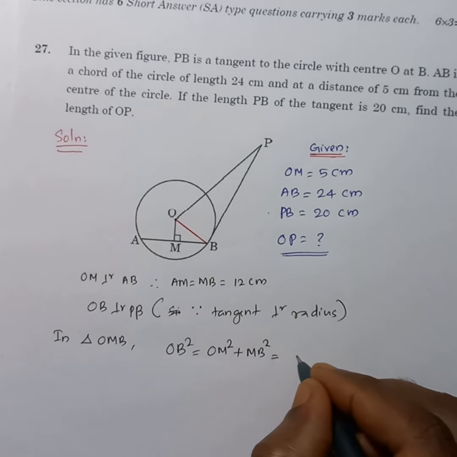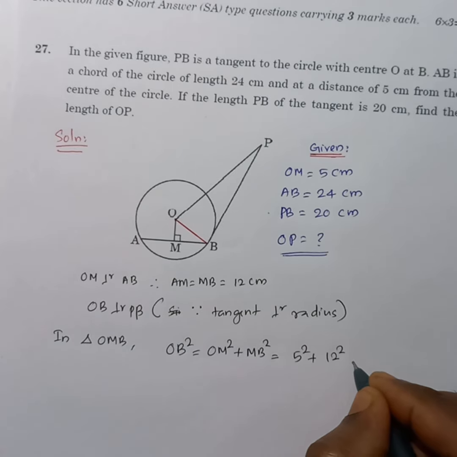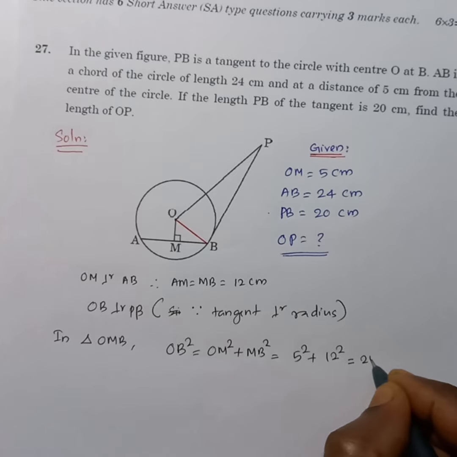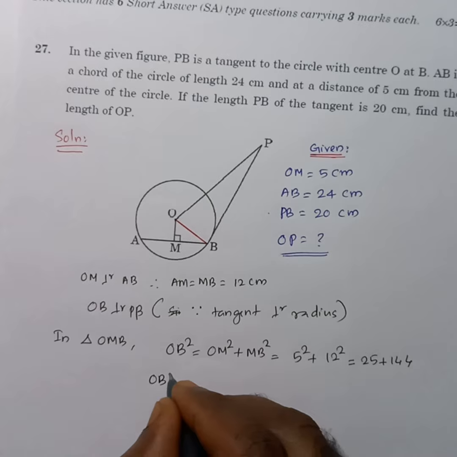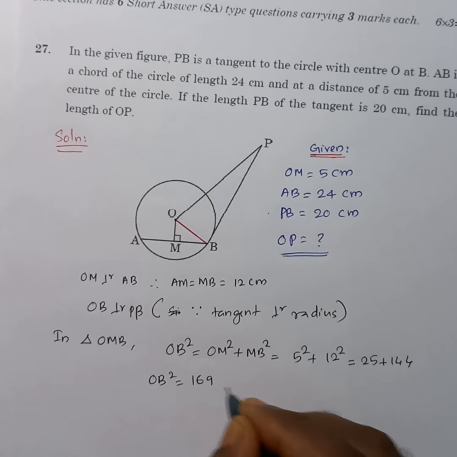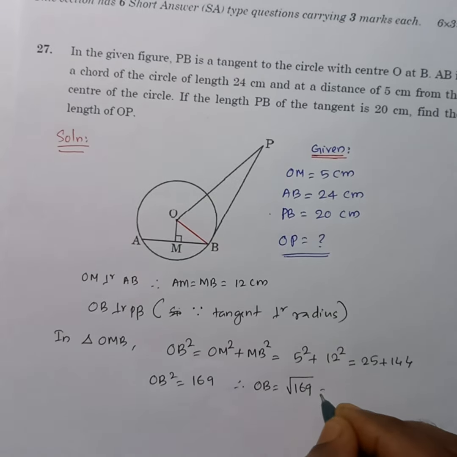That is OM square is 5 square plus MB is 12 square. That is equal to 25 plus 144. OB square is equal to 169. Therefore, OB is equal to square root of 169. That is 13.